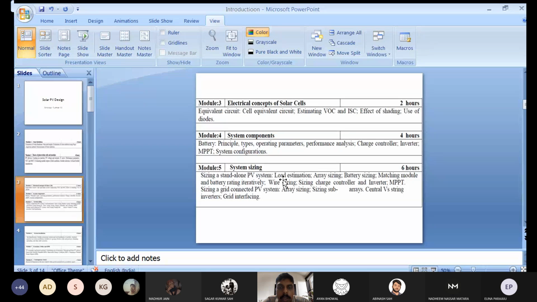If you want to power your light and fan in the house, that is the load. You have to calculate the load corresponding to the power rating of the equipment. Fan, light, etc. will have a power rating, 40 watt, 50 watt, multiplied by the number of operating hours in a day. So the load we can calculate. Accordingly, we can estimate the number of panels: array sizing, battery sizing, matching module and battery iteratively, wire sizing, sizing the charge controller, inverter, and MPPT.